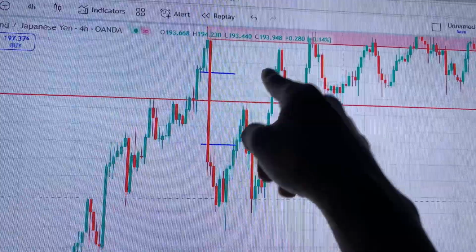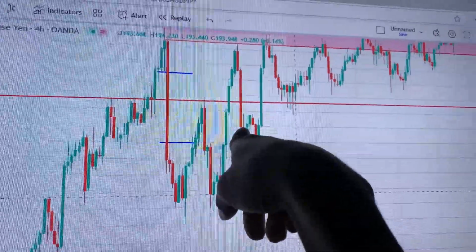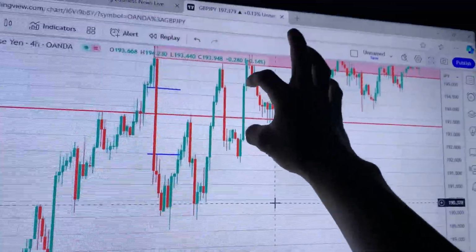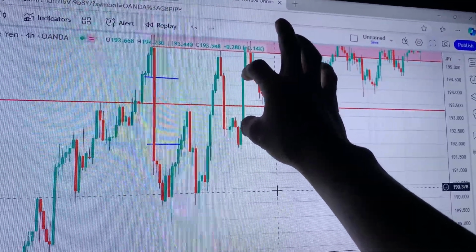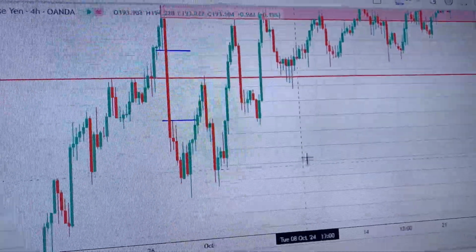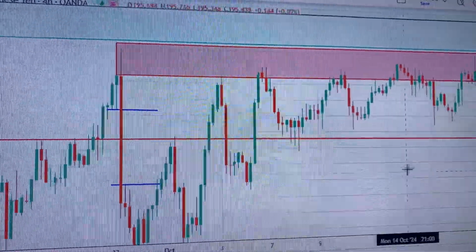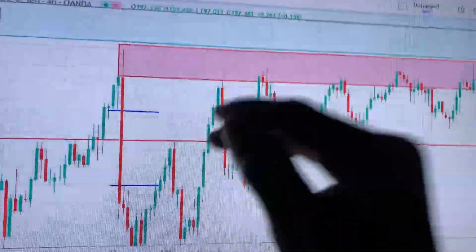It has covered it. Now look at this one. This is a fresh fair value gap, and look at this green. Don't get it wrong, it's covering this former fair value gap. So there's something about fair value gaps, right? It can be confusing, so you have to actually take your time and understand it.